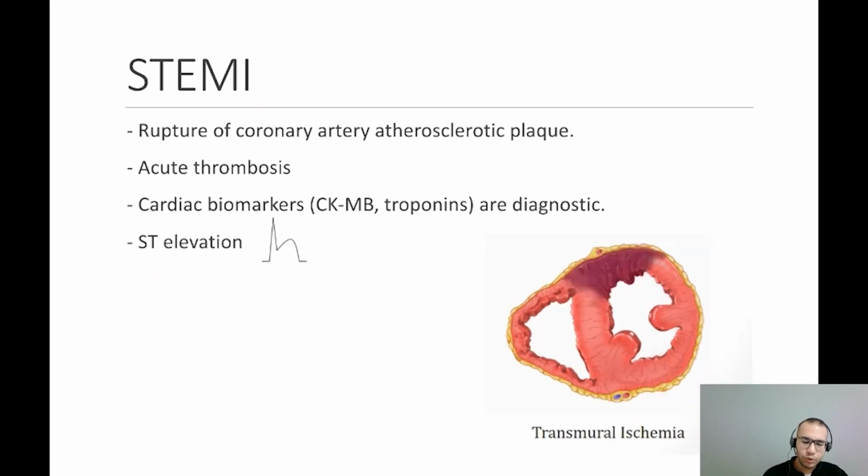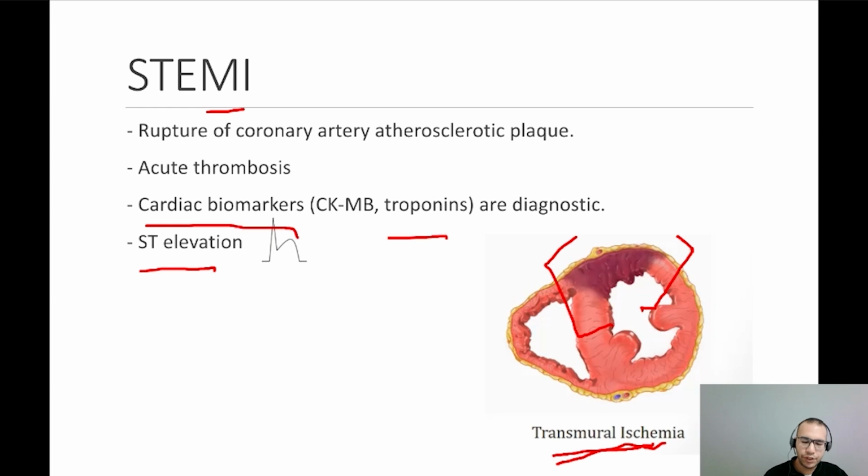The last one and the most dangerous one is ST elevation myocardial infarction. In this case, the infarction has progressed to involve all layers of the heart, causing transmural ischemia and transmural infarction. Hence the name ST elevation myocardial infarction. It will show up as ST elevation in ECG, and of course because there is infarction, cardiac biomarkers will be elevated.